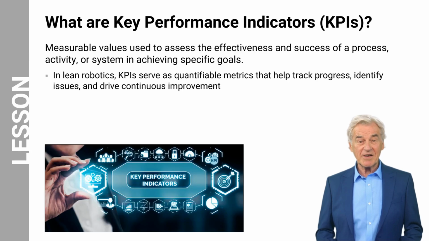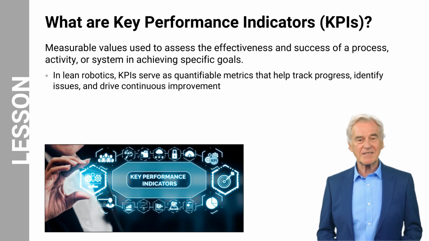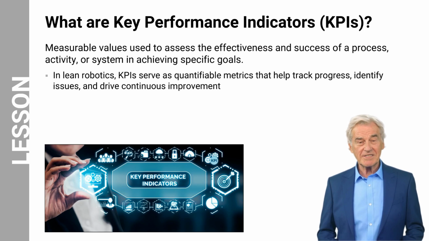Let us start by defining a key performance indicator, abbreviated as KPI. It is a measurable value used to assess the effectiveness and success of a process, activity, or system in achieving specific goals. When we consider the context of lean robotics, KPIs serve as quantifiable metrics that help track progress, identify issues, and drive continuous improvement. These metrics are essential tools that provide concrete data points to evaluate performance and guide decision-making processes.